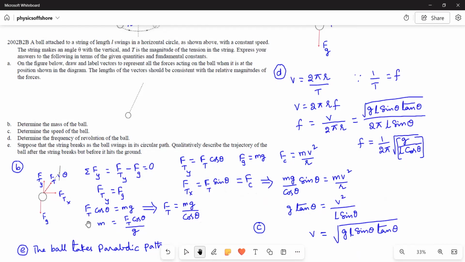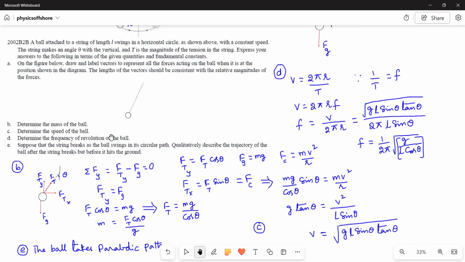From the earlier equation, I can write Ft. Ft cos theta is equal to mg. Therefore, Ft is equal to mg by cos theta. Here, I will substitute that value. So, mg by cos theta times sin theta is equal to mv squared over r. From this I can calculate V. On simplification of this equation, I get V is equal to square root of g L sin theta tan theta. This is the answer for the C bit.